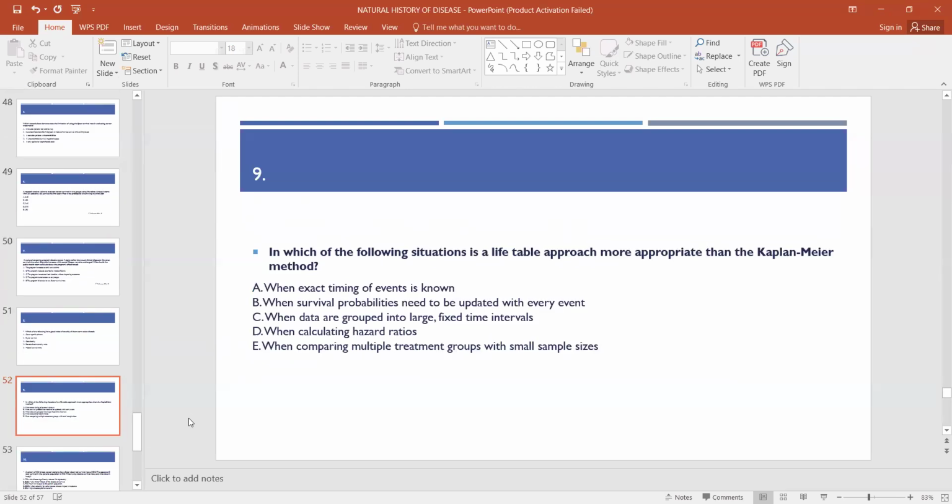MCQ number 9. In which of the following situations is a life table approach more appropriate than the Kaplan-Meier method? A, when the exact timing of events is known. B, when survival probabilities need to be updated with every event. C, when data are grouped into large fixed time intervals. D, when calculating the hazard ratio. E, when comparing multiple treatment groups with small size.